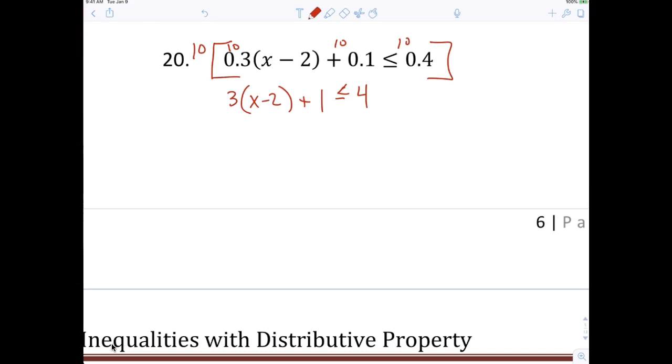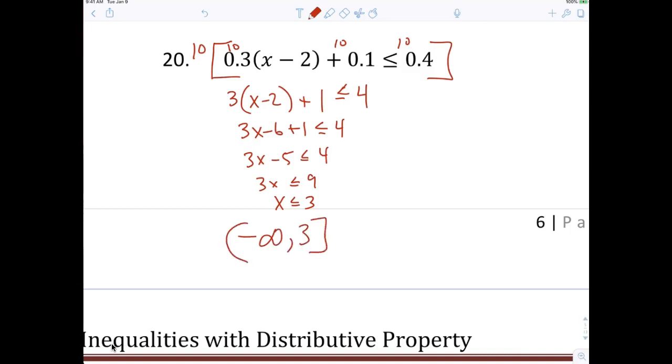Now we can distribute. So we have 3x minus 6 plus 1 is less than or equal to 4. 3x minus 5 is less than or equal to 4. 3x is less than or equal to 9, so x is less than or equal to 3. And if you are less than or equal to 3, that means you're going from negative infinity to 3, like that. Anybody have any questions or concerns on that?